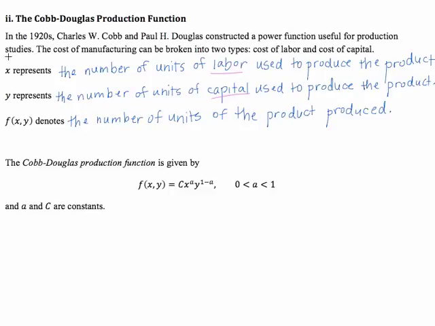It's pretty nice. Typically, x represents the number of units of labor used to produce the product in question, and y represents the number of units of capital used to produce the product. f of x, y, your output, is the number of units that you are producing. So the Cobb-Douglas production function is given by the following: f of x, y equals a constant C times x to the a times y to the 1 minus a, where little a is some constant between 0 and 1, and the exponents on the x and the y, interestingly, will always add to 1.